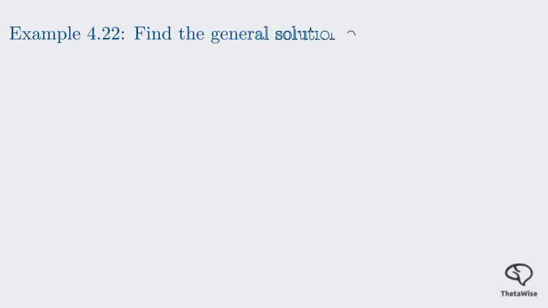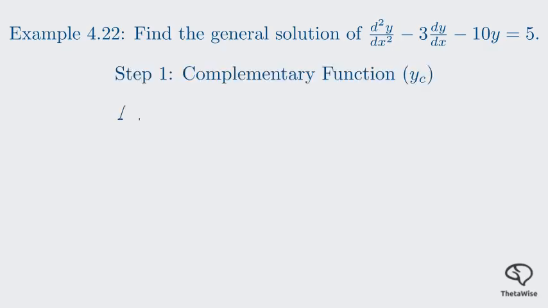The problem asks for the general solution to the differential equation: the second derivative of y minus 3 times the first derivative of y minus 10y equals 5. As always, we begin with step 1, finding the complementary function. This means solving the related homogeneous equation, d²y/dx² minus 3 dy/dx minus 10y equals 0. The auxiliary equation is r squared minus 3r minus 10 equals 0. We can solve this by factoring.